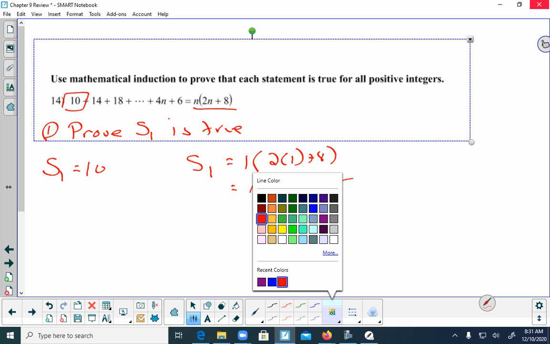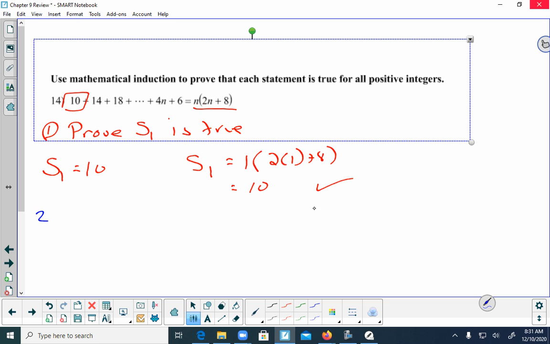The second part of this mathematical induction is to assume that my sum of the k term is equal to, putting in k here, k times 2 times k plus 8. I'm assuming that is true.